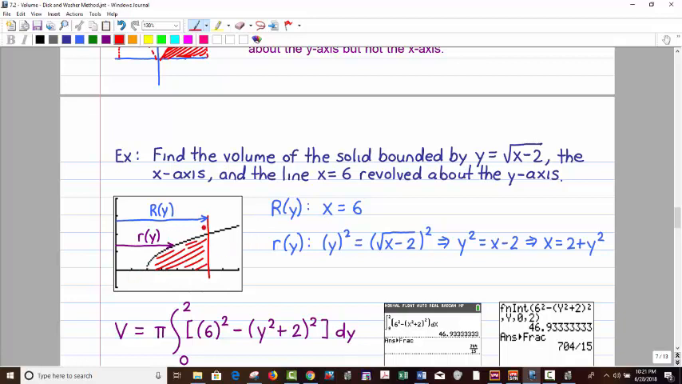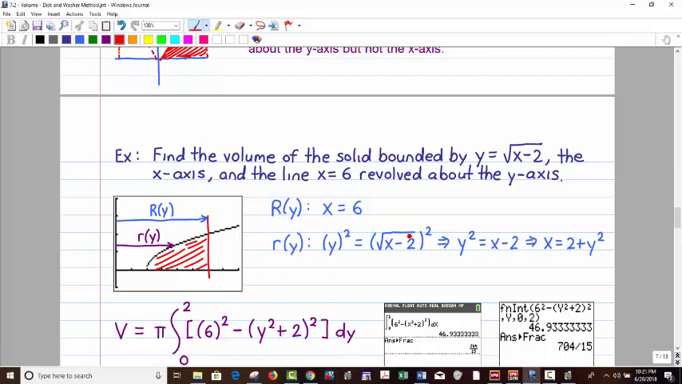Okay, so the big R of y is x equals 6. I mean, x equals 6 is a constant function of y. Just like y equals 5 is y as a function of x, it can be a constant function. So same thing here. Just because you don't see a y there, x equals a number is a function of y. That's your outer radius, the cylinder part.